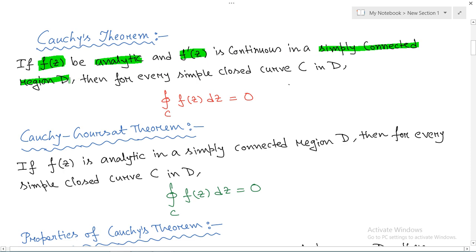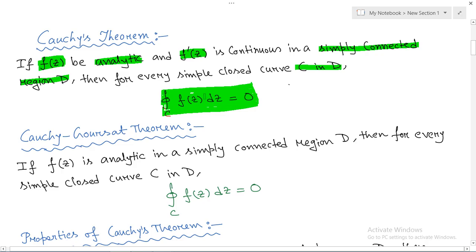For the simply connected region, I have made one video on these different types of curves and regions in the complex plane, so you can go and check lecture 1 of this complex integration series. Now if both the conditions are satisfied, then for any simple closed curve C in D, the value of the integration of f of z over the closed curve C is going to be 0 only. This is one of the most important results in the case of Cauchy's theorem.